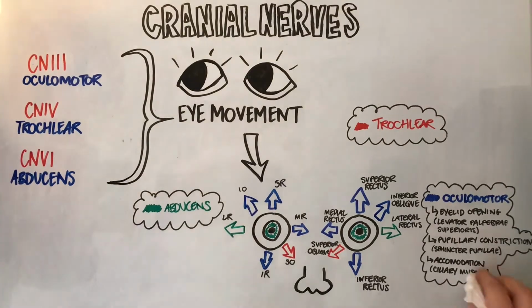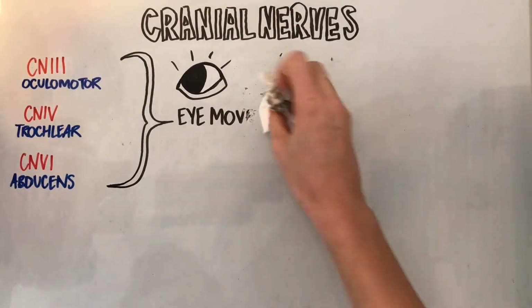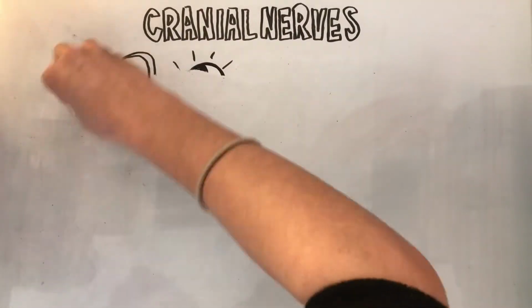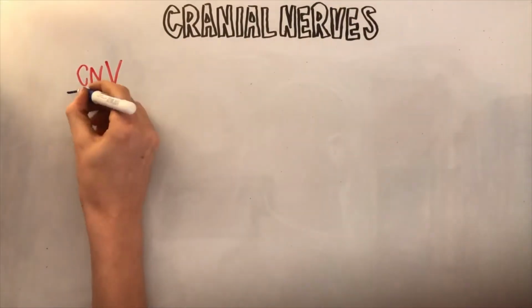So, we've made a lot of progress so far. We've done the olfactory nerve, the optic nerve, the oculomotor, trochlear, and abducens nerves of eye movement, but we missed out cranial nerve number 5. So, now it's time to think about the trigeminal nerve.